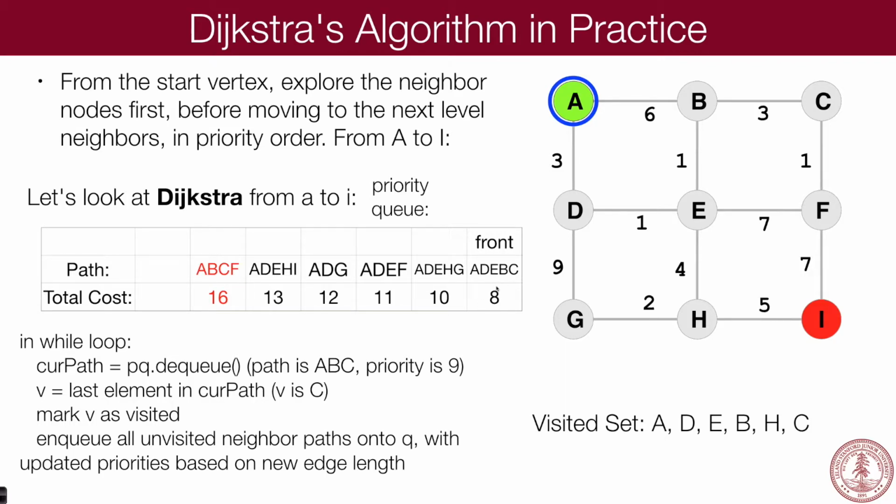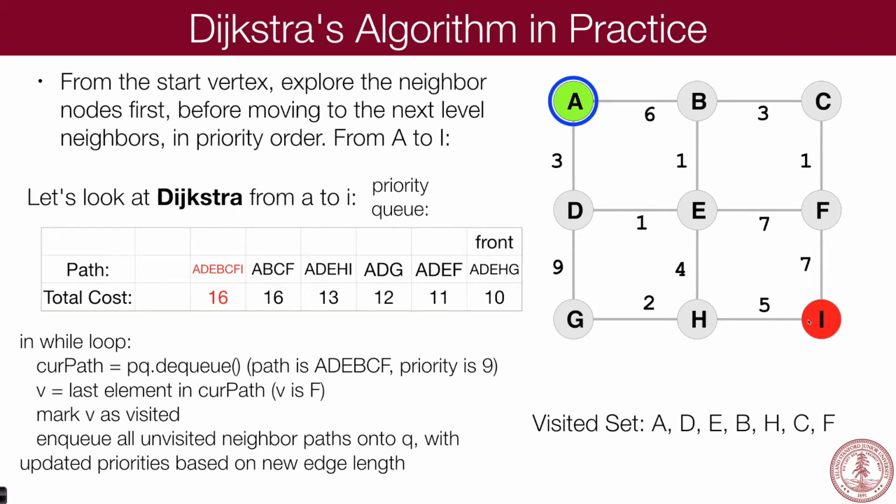So then the next one comes out as ADEBC, and that has a priority of 8, and then the only one we can put in now is F, but look at this, ADEBCF has a priority of 9, which actually means it's going to go right at the front of our queue. So then we pull ADEBCF out, which has a priority of 9.